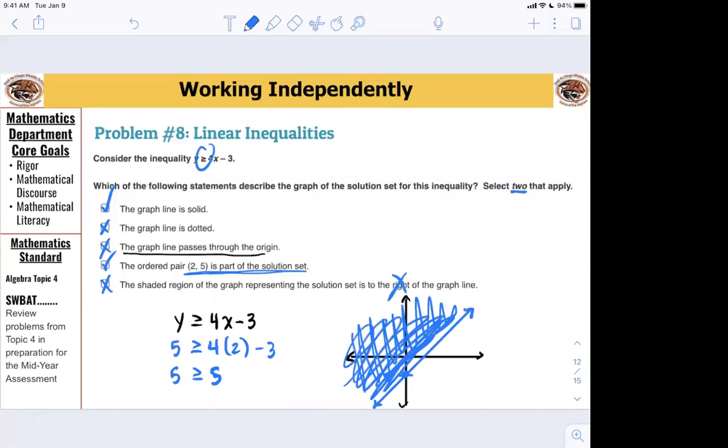Questions on number 8, very quick. We have 3 minutes left. Sorry to rush.